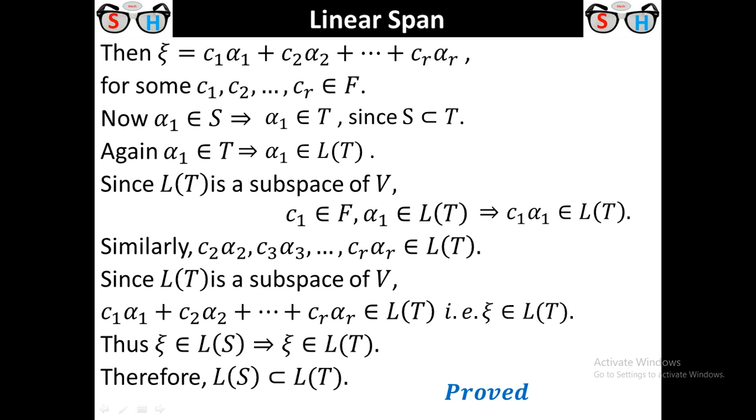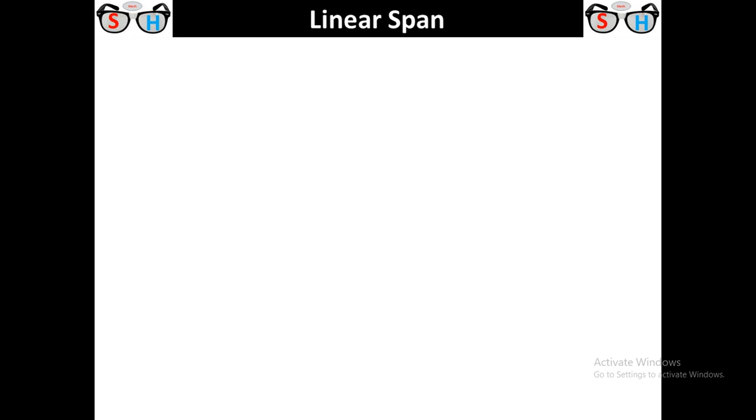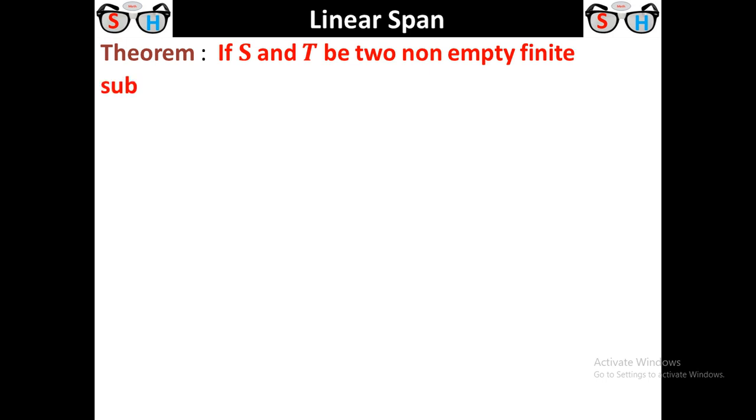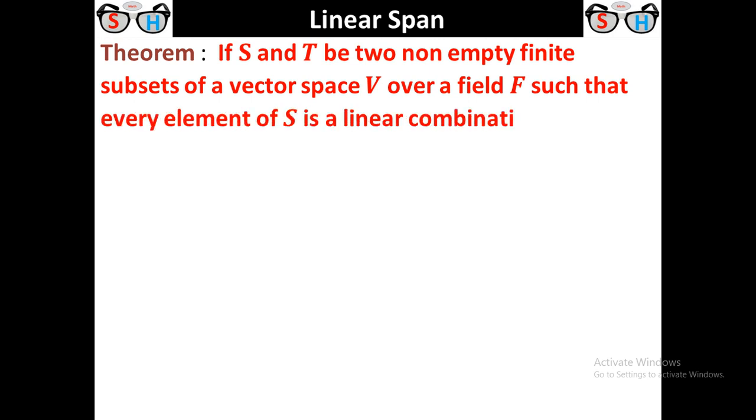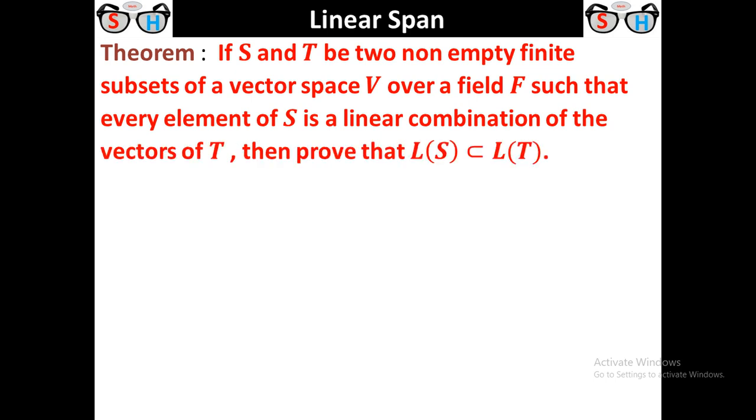Now, I give another theorem. This is also related to linear span. Suppose V is a vector space and S and T are two non-empty finite subsets of the vector space V over a field F such that every element of S is a linear combination of the elements of T. Then L(S) is a subset of L(T).